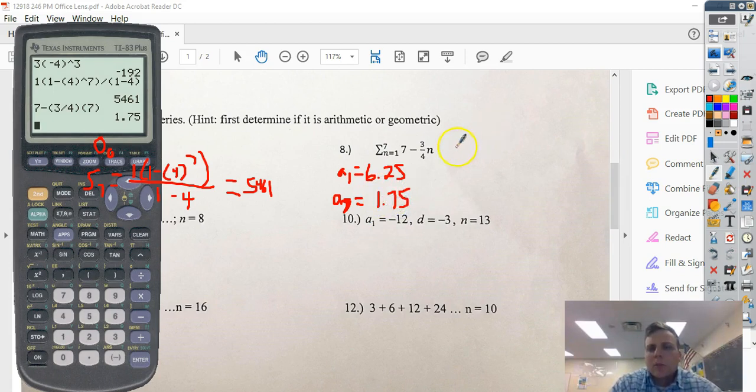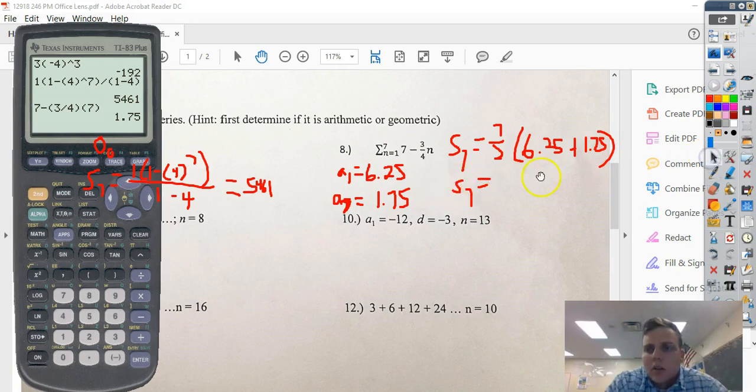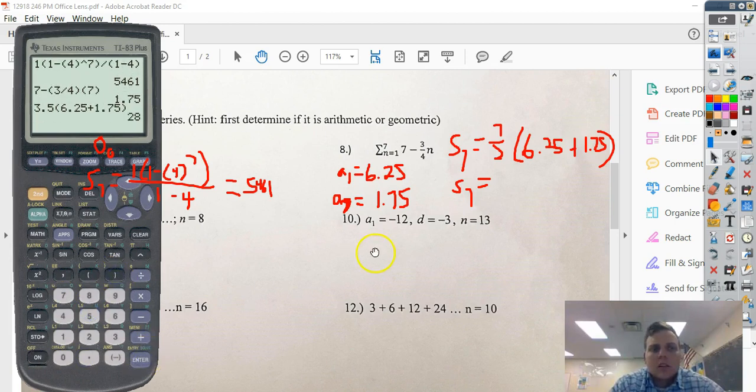I can now use the formula where I just say S sub 7 is simply equal to n divided by 2 times the first term plus the last term, which in this case, since there's only 7 terms, the last term is the 7th term. So then we get, well, 7 divided by 2 is 3.5. So I'm just going to write 3.5, save myself some time. 6.25 plus 1.75, which honestly, you should be able to do that in your head as well. You should be able to see that that's just going to be 8. But if you can't, that's okay. And we get 28. So the sum of the first 7 terms is just 28.